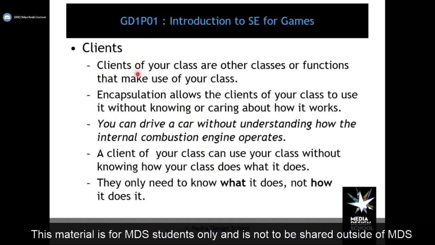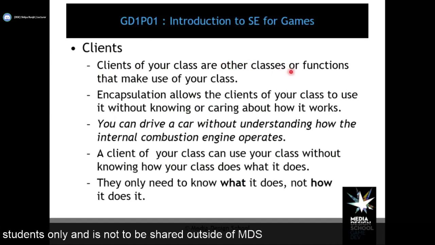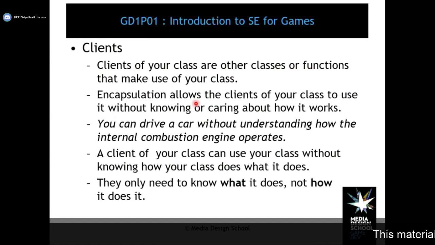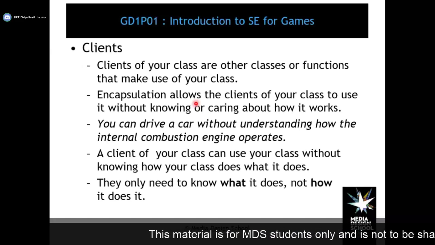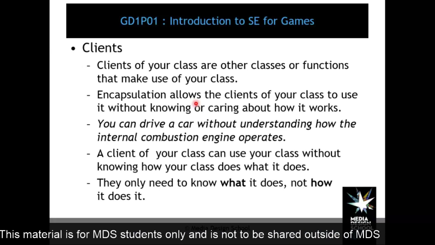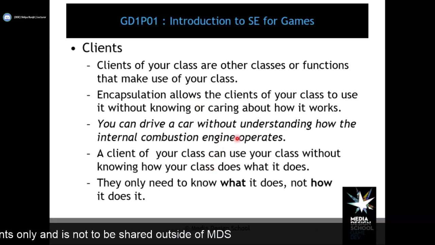So when you create your class, you will be having other clients, meaning other classes or functions that will make use of your class. All right. So when other classes or other programs use it, they do not actually need to know how each of these is implemented. All they want to know is what functionalities are offered by a class. They do not need to know how these functions operate. They only need to know what is offered.